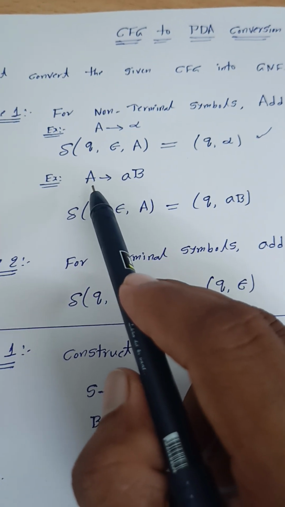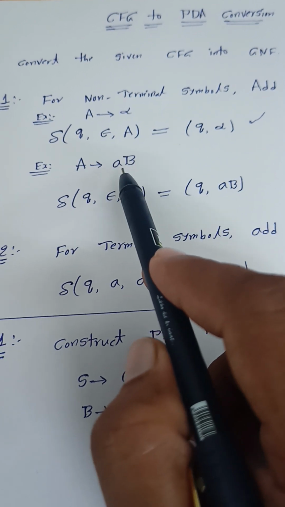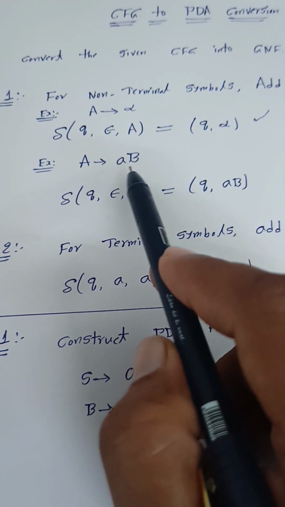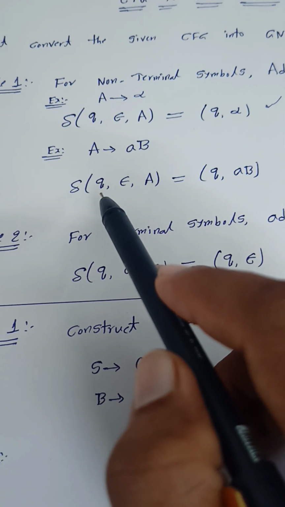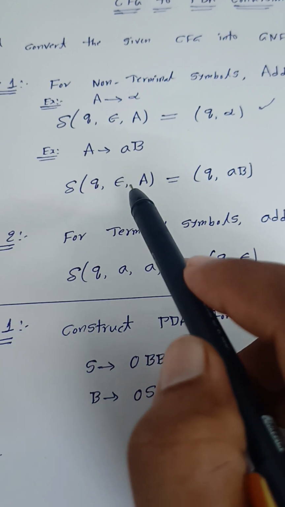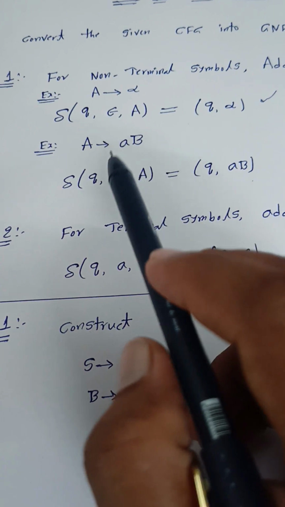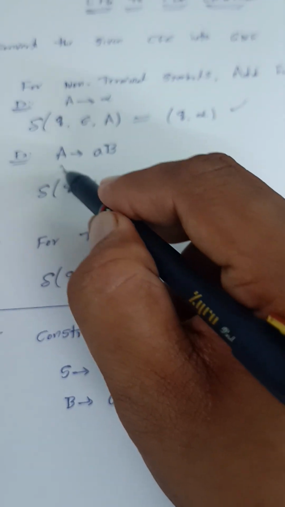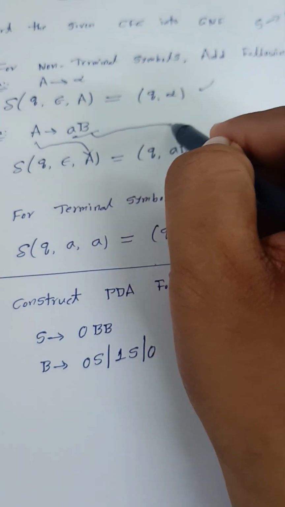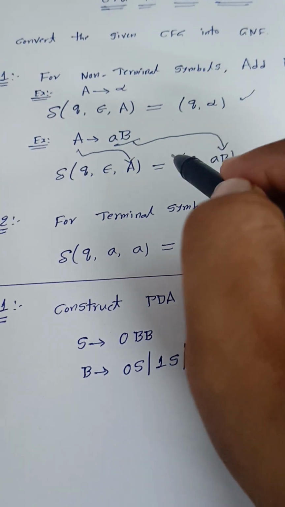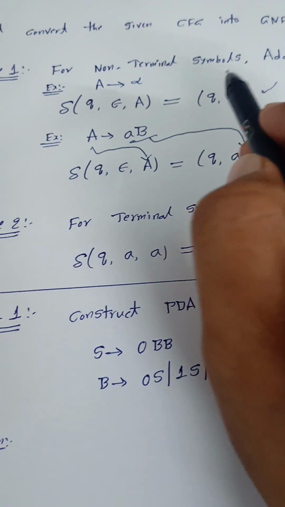Suppose we have the production rule capital A implies small a capital B. This is in GNF format, no problem. So simply we will write the transition function delta of q comma epsilon comma capital A is equal to q comma aB. The left hand side we write here, the right hand side we write here. Very simple. This is for the non-terminal symbols.